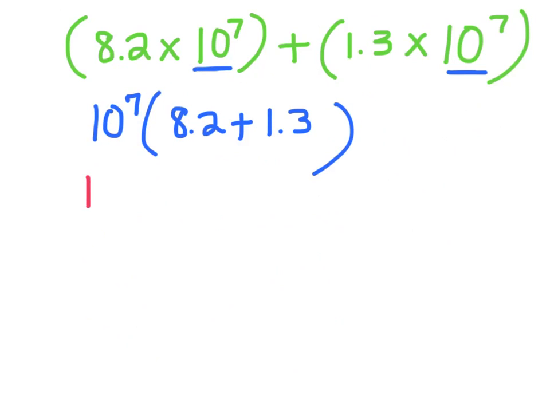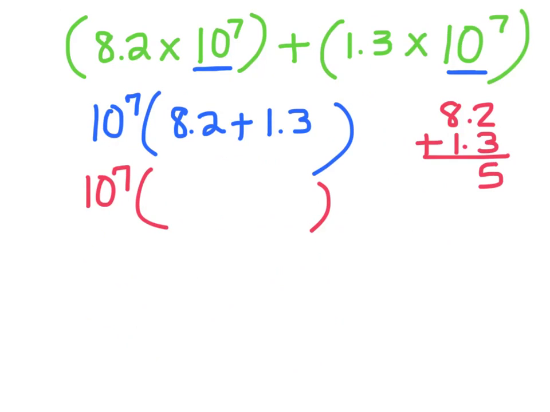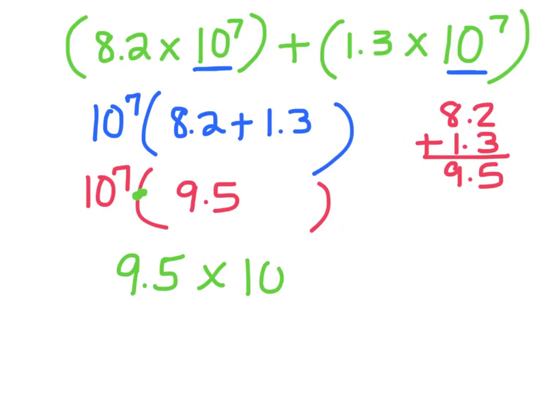Okay, now I'm going to add what's in my parentheses. So I have 8.2 plus 1.3. I really don't need a calculator for this. Okay, I get 5 and I get 9, so 9.5. Okay, now my last step is just to rewrite this in scientific notation. Remember, this just says times here, so I can write 9.5 times 10 to the 7th, and that is written in scientific notation.